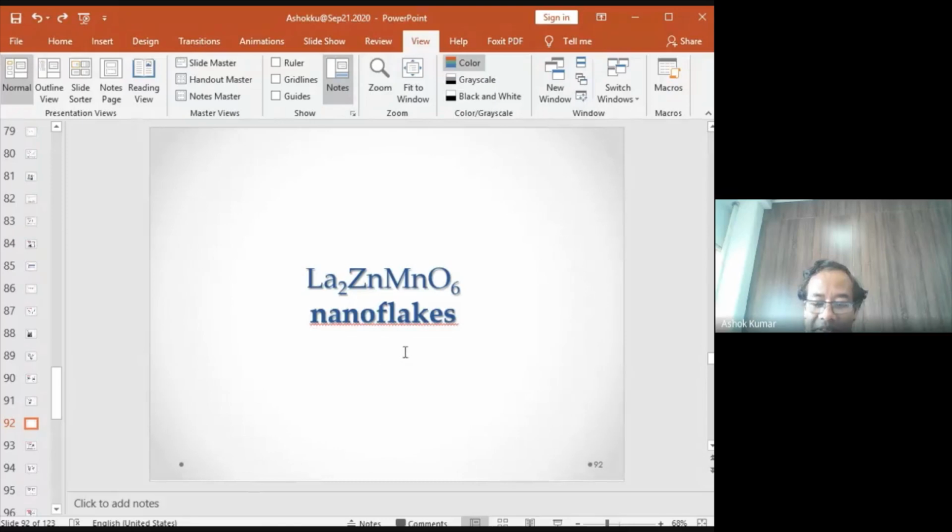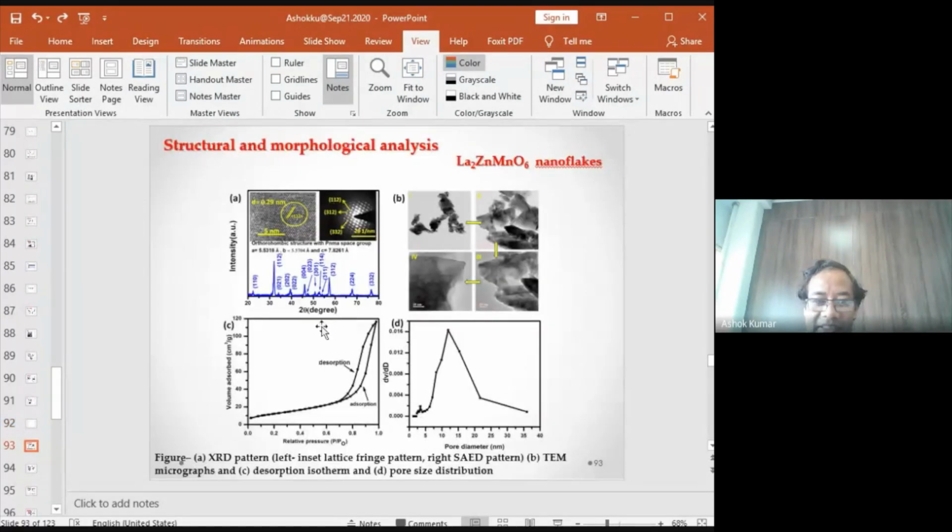Then we have nanoflakes, and we synthesized this with the same hydrothermal process, and these are the flakes. Flakes are a 2D material, so you are still confined in one dimension. Then again, mesoporous material. Mesoporous, again I repeat, is when the pore size is from 2 to 50 nanometers. So that material is mesoporous.